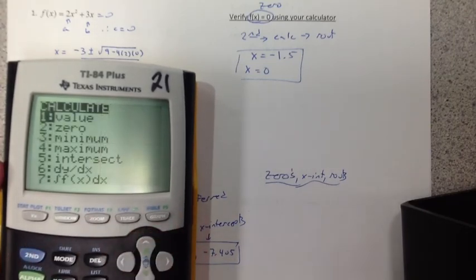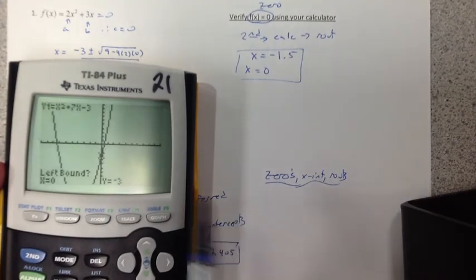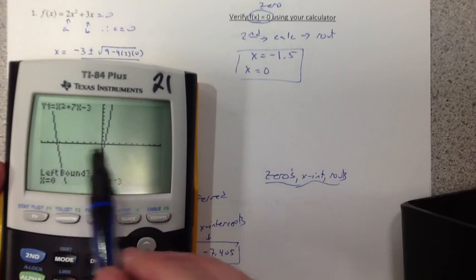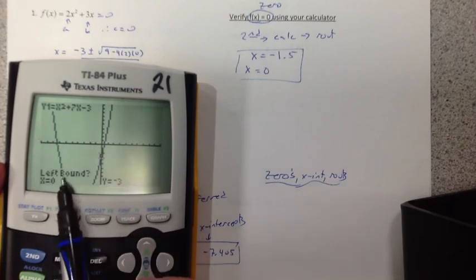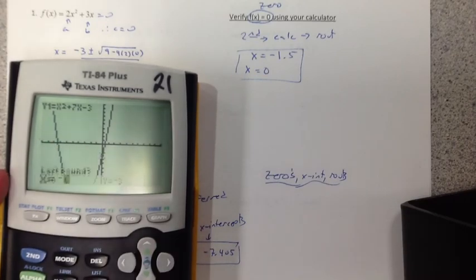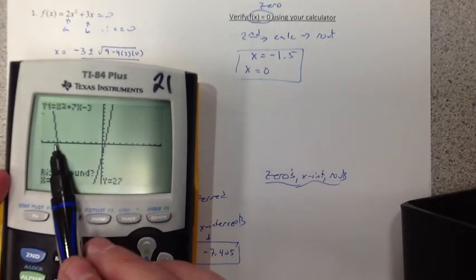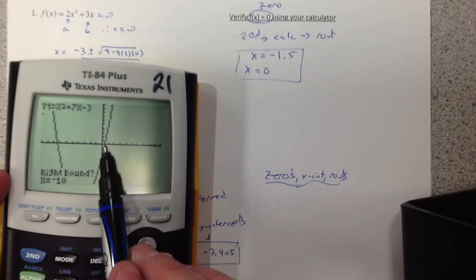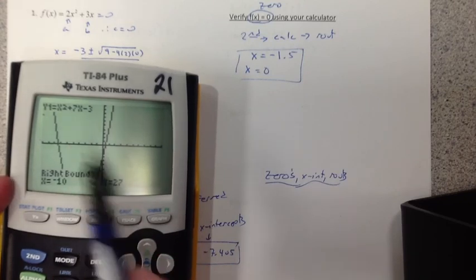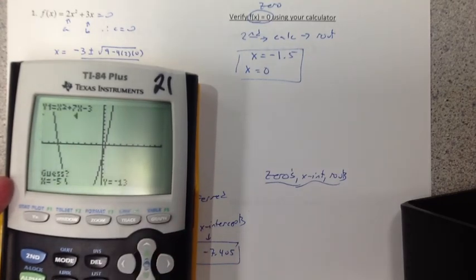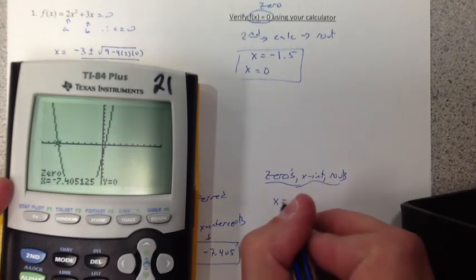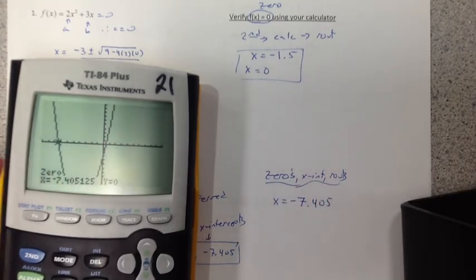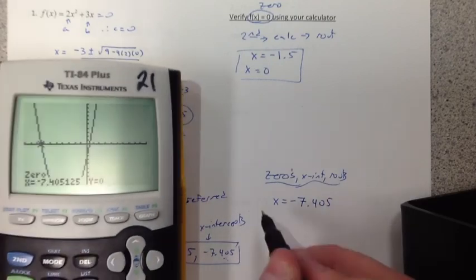So second calc, 0. Now remember, I want to pick this one right here. So I'm going to pick a number I know is to the left of it. That's what it means by left bound. So I might pick negative 10 and pick something that you know is to the right of it. Now I can't go over here because I don't want to interfere with this bound. So I might pick negative 5. Hit enter. And we get our negative 7.405, which is one of our answers. Yay, we're doing it right.